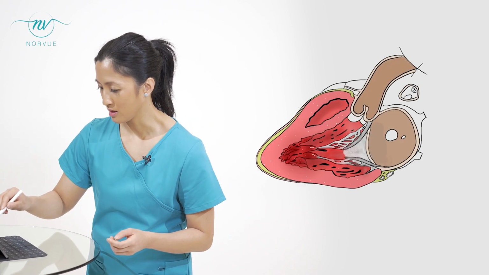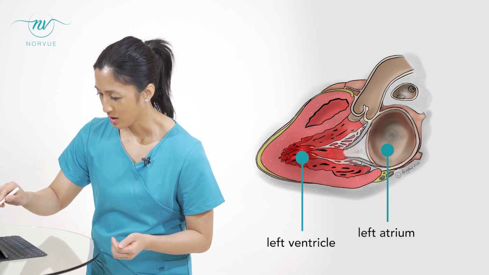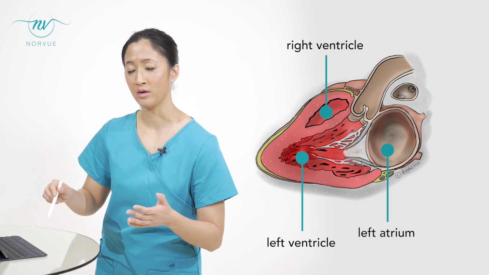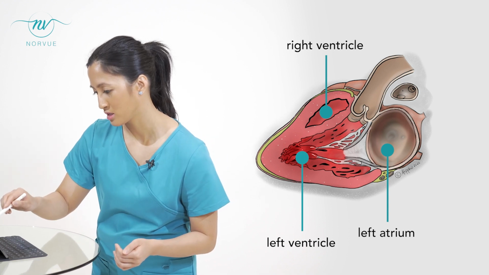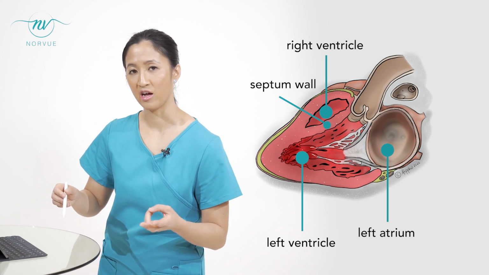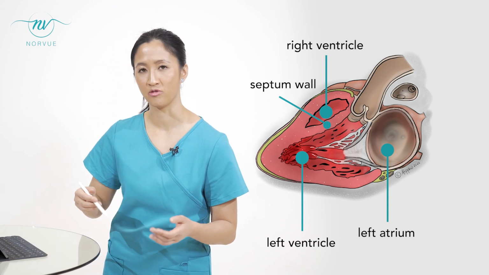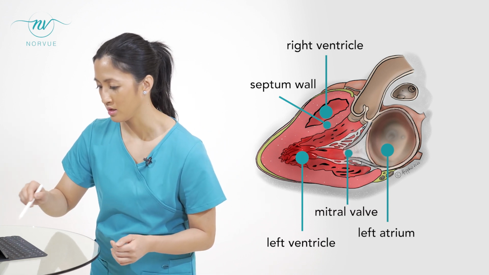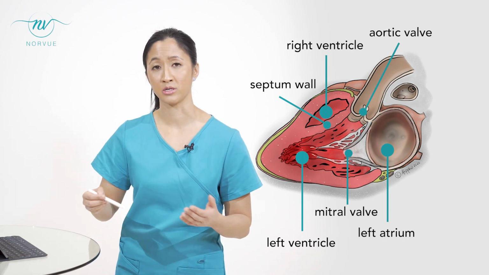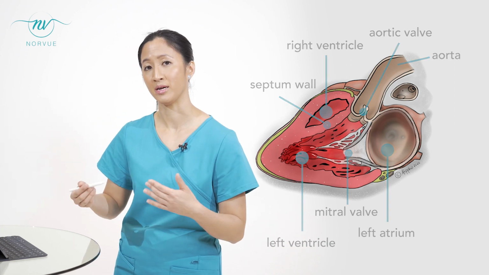So here you see the left atrium, the left ventricle, and the right ventricle, and the ventricles are separated by the septum wall. But you also see two different valves. The first one is this here. This is the mitral valve. And then you have the aortic valve. And this one is the aorta. And you can find these structures on the sonogram as well.